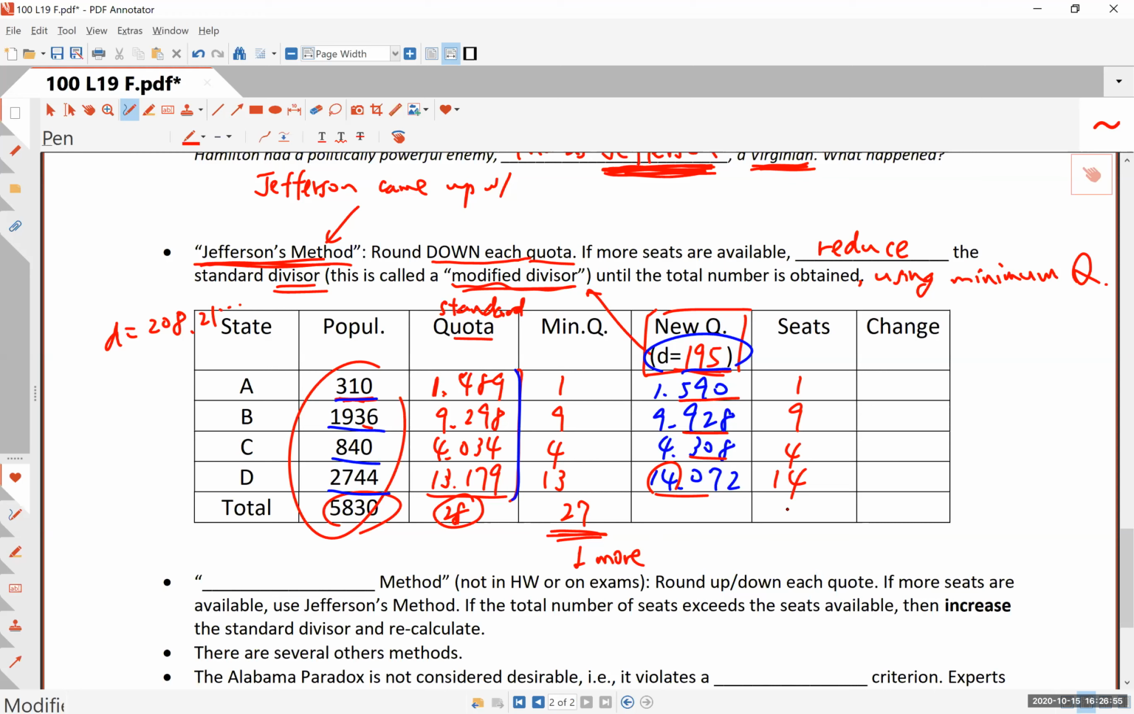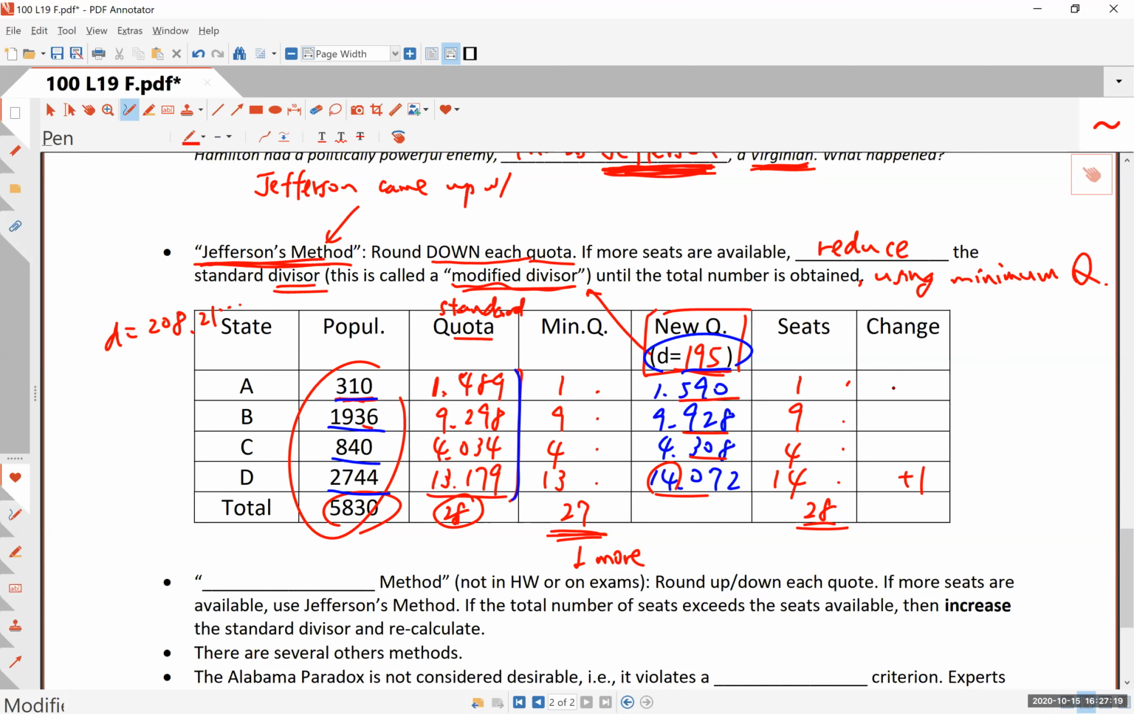All right, so it looks like 19413 became 19414. The extra seat was awarded to state D with the largest population, like Virginia, surprise, surprise, okay? And this now adds up to 28. So you can see that nothing changed except the last one, okay? D obtained that extra seat.